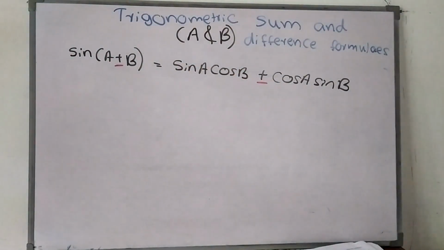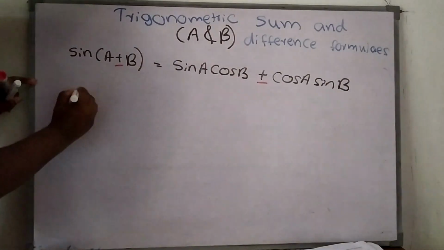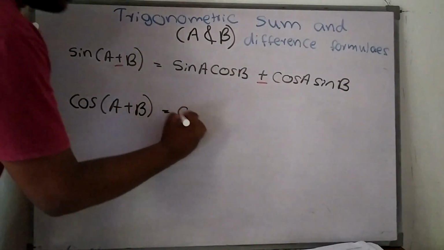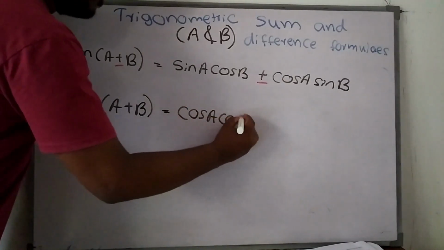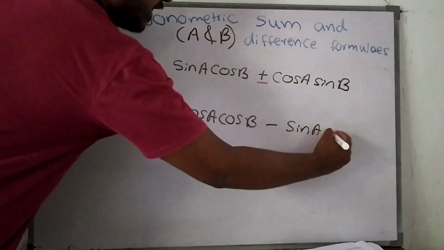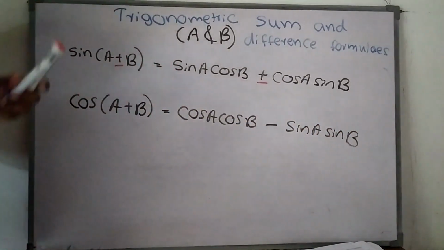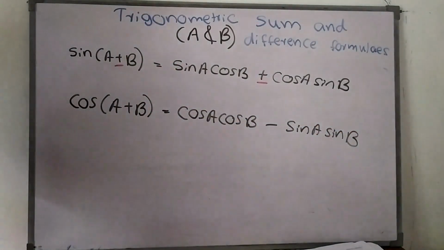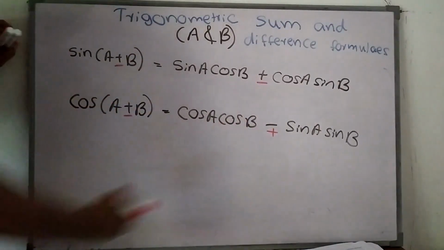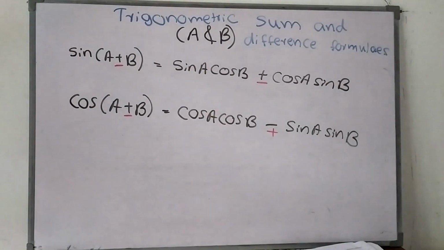Then the other one is cos A plus B. It will be cos A cos B minus sin A sin B. So what happens if you put minus over here? Then it will be plus. So this is the second equation, cos A plus B and cos A minus B, right?